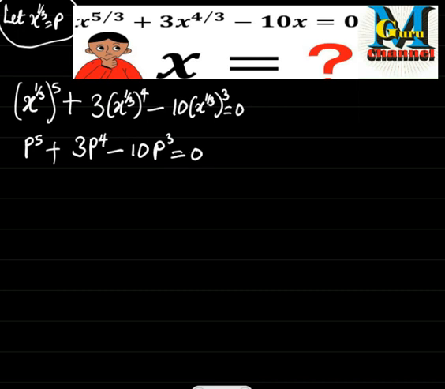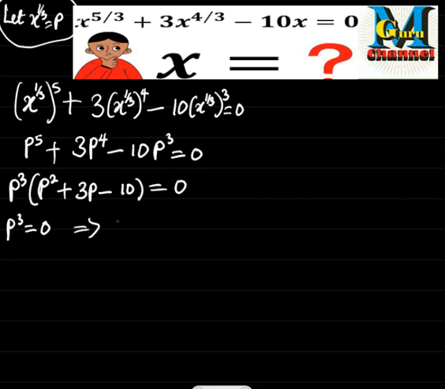So we're going to factor out p raised to the power of 3. If we factor out p raised to the power of 3, we'll be left with p raised to the power of 2 from p raised to the power of 5, plus 3p from 3p raised to the power of 4, minus 10 from 10p raised to the power of 3, and it equals 0. So we have a factor of p raised to the power of 3 equal to 0.